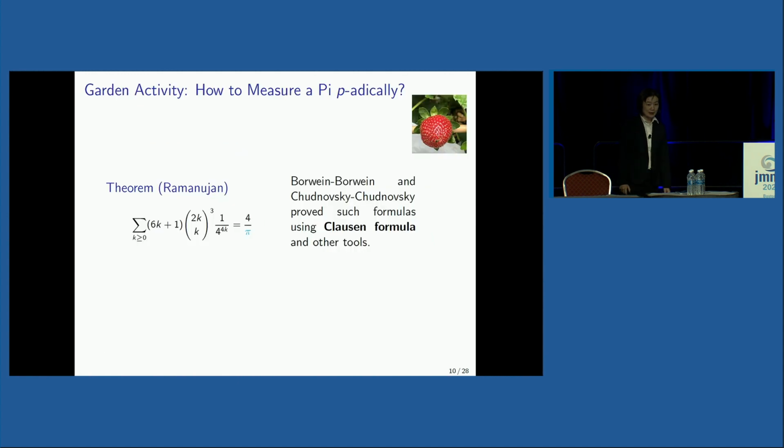Okay. So let's start with the garden activity, how to measure pi periodically. The story originated in the formulas of Ramanujan. Ramanujan wrote down 17 formulas for 1 over pi. One of them is shown on the screen.